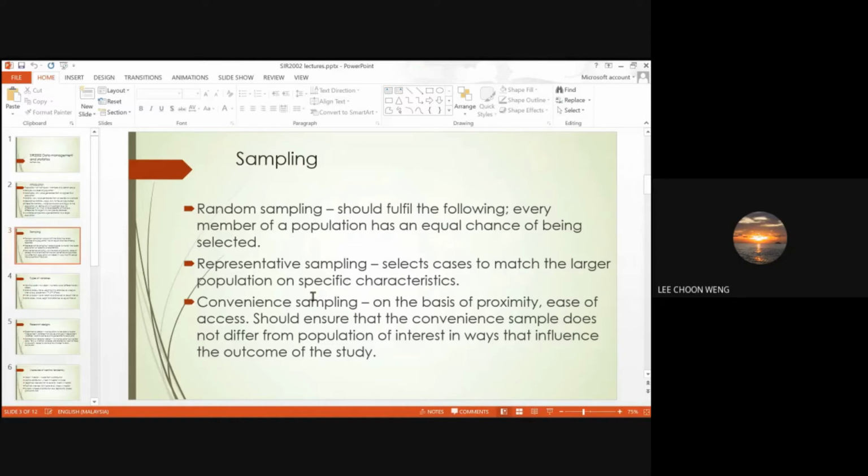representative sampling, which means that you select the cases to match the larger population on specific characteristics. On specific characteristics means if you're studying a particular aspect of the population, then you focus on that and your sampling is done so that you have representative samples based on the characteristic that you are studying.